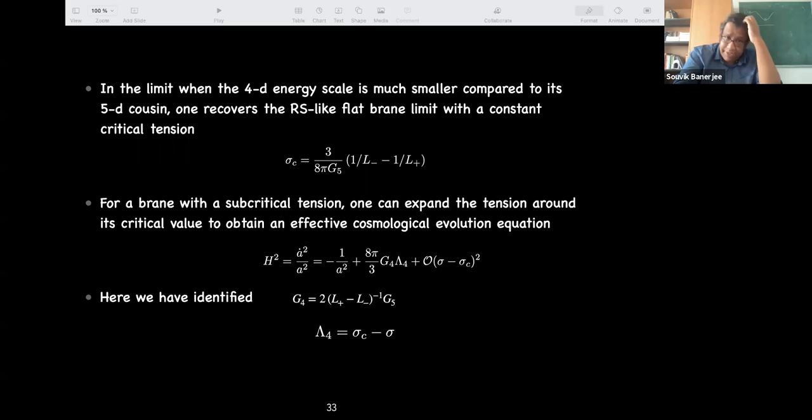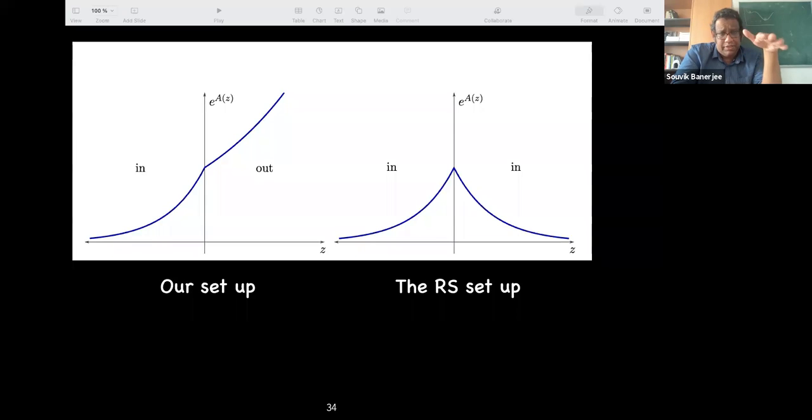Okay, so for a subcritical tension brane, we can just expand the tension around this critical value to obtain an effective cosmological evolution equation. It is kind of a Hubble equation where I can identify this G4 as the difference between this L plus and L minus inverse. Okay, and this λ4, which is the effective cosmological constant, is given by this subcritical tension. As we are in a subcritical tension, you can see this λ4 has to be positive. And this is the difference between the two scenarios, between the scale factors. In our case, the scale factor is growing on one side and decaying on the other, whereas because of this warping, the spatial warping, in the Randall-Sundrum scenario, it has this decaying behavior on both sides.